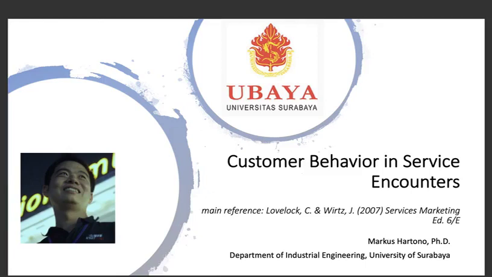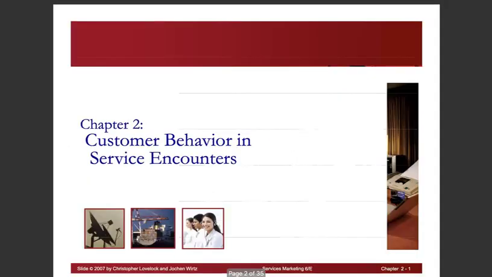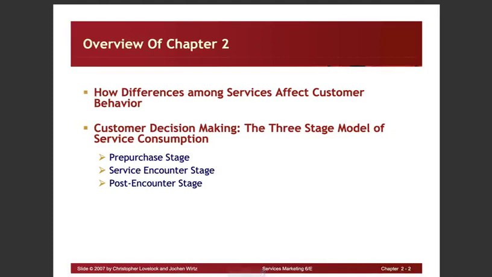This topic is also taken from the book Services Marketing, written by Lovelock and Wirtz. It is located in chapter 2, which has the title Customer Behavior in Service Encounter. For the outline and overview of chapter 2, we will focus on how differences among services affect customer behavior. Then there will be the three-stage model of service consumption, which are pre-purchase, service encounter, and post-encounter.